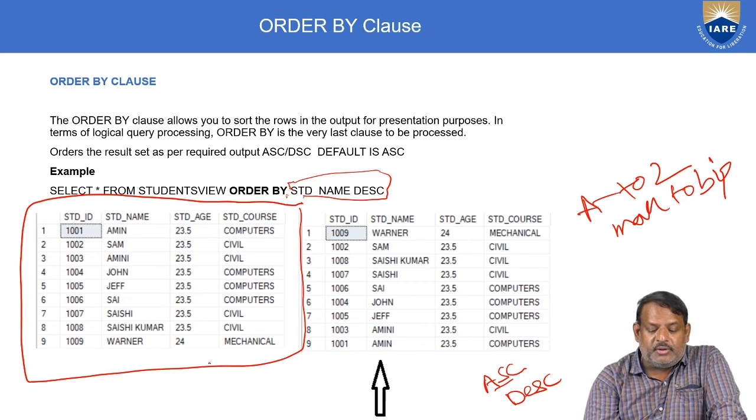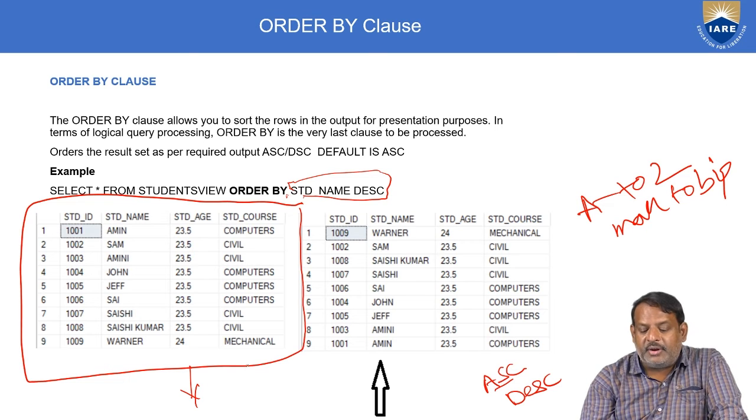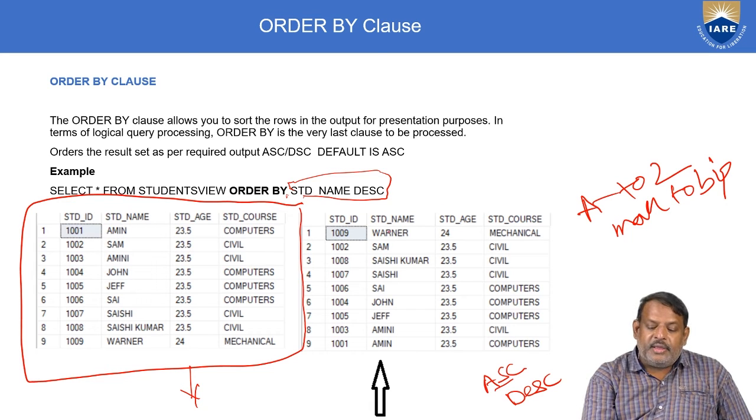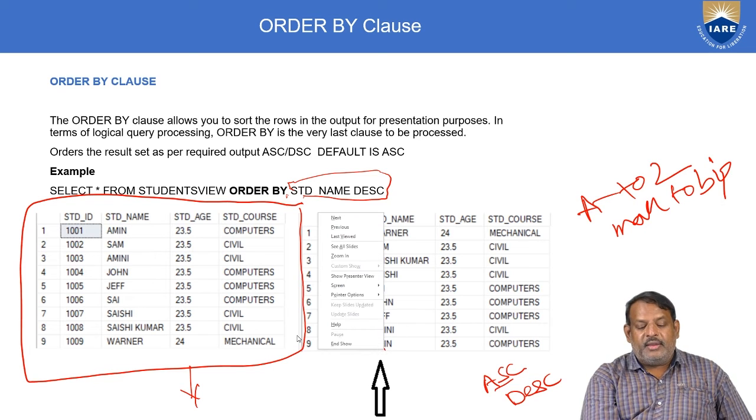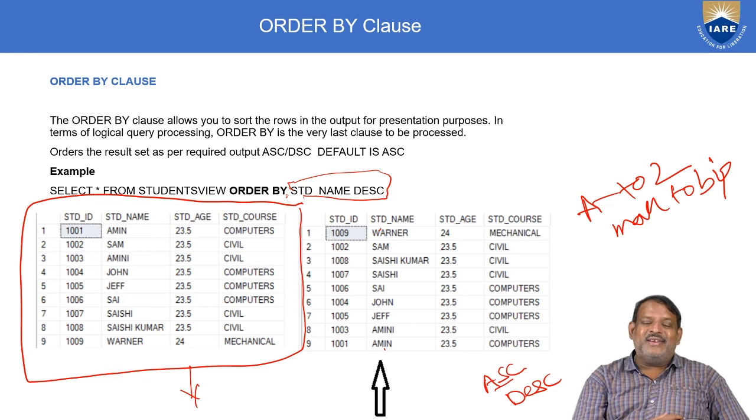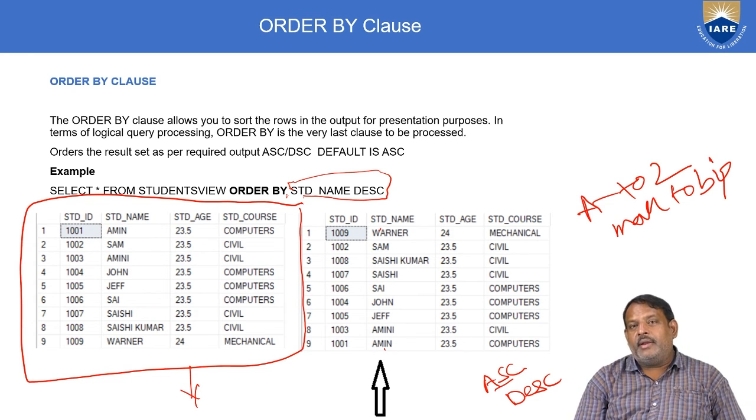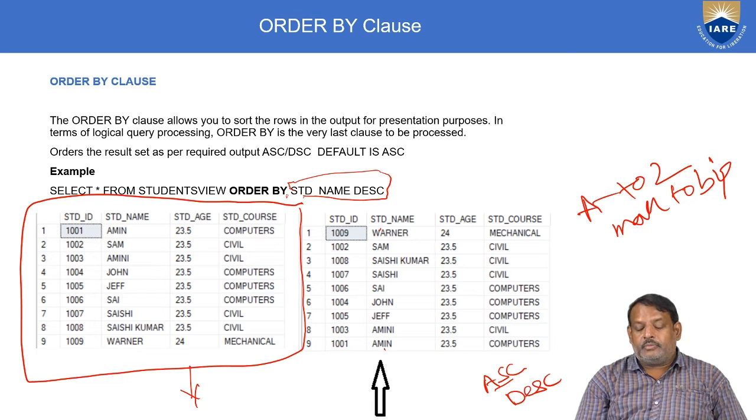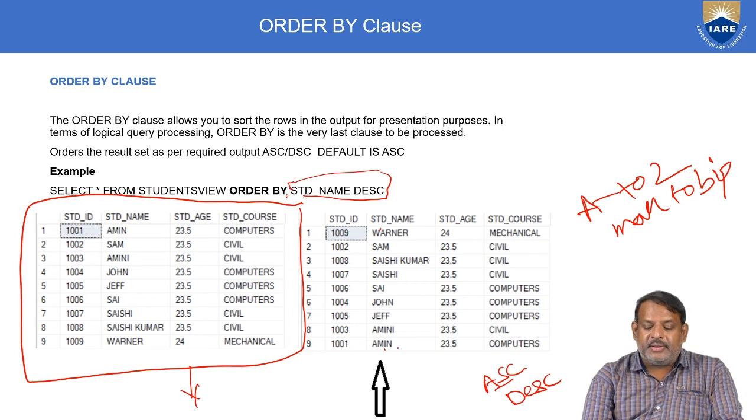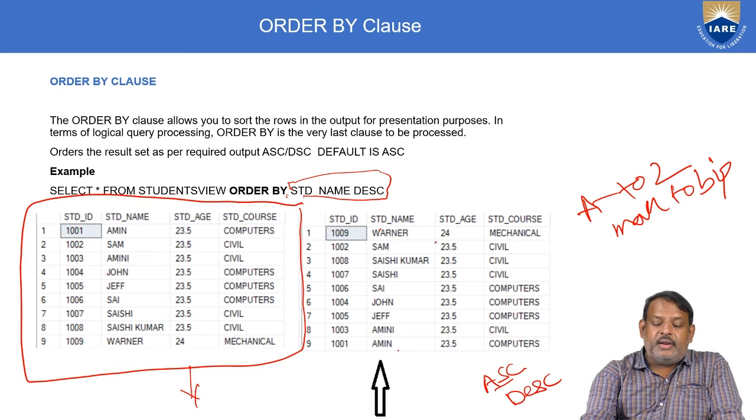Now this is the original data in the database table. When you sort the data, this is how you are going to get it. It is Z to A. Warner will be the first record and Amin will be the last. When you say descending, your data is arranged in reverse alphabetic order. That is, Amin will be the last and Warner will be the first record. This is the descending format.